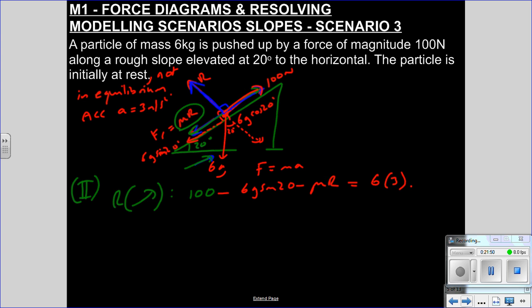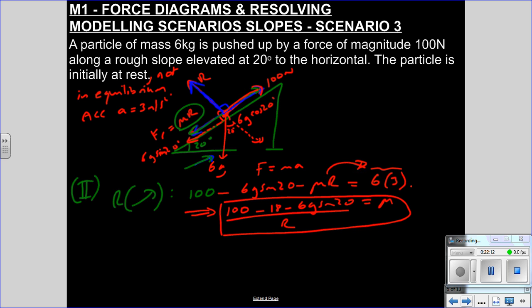We're trying to find mu, so we also need r then. So if I rearrange at the moment, I've got 100 minus 18, that's your 6 times 3, minus 6g sine 20 equals mu r. So just move that over, move that over. So divide everything by r, and you get mu. I need to know what r is then to find mu.